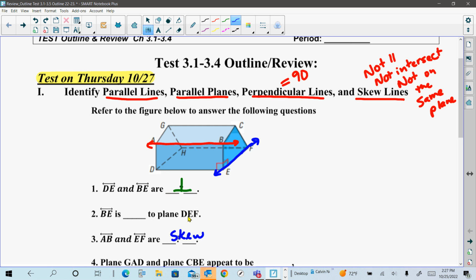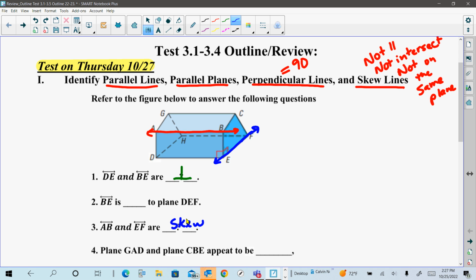Okay. So you are going to have some questions on your test where you're just reading straight off of a diagram and filling it in based on the type of lines you see.